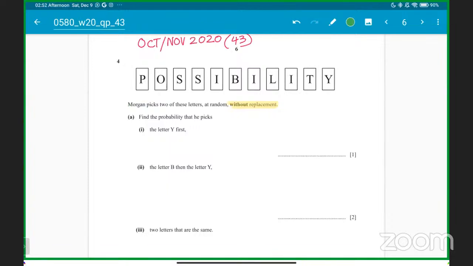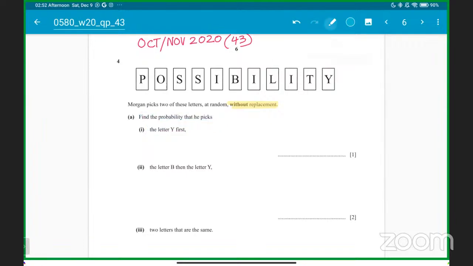So we have the word POSSIBILITY. We have to find the probability, for 1 mark, that he picks the letter Y first. So what do you suggest? What will be the answer?